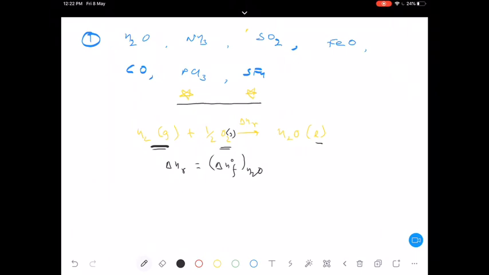Correct. Now why I have made star mark on these two, SF4, or let's say I take PCl3 I take.